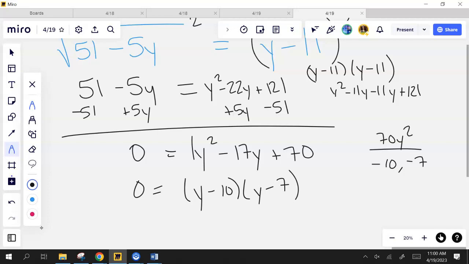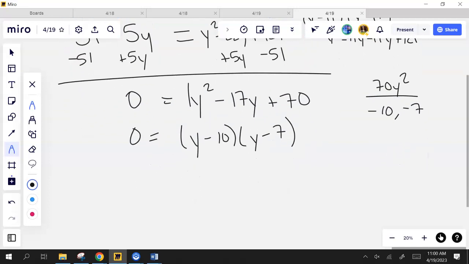I still haven't finished this problem because I have to find what y equals, right? Yes, Charlie. Attention, boy. What does y equal? What are my two solutions? 10.